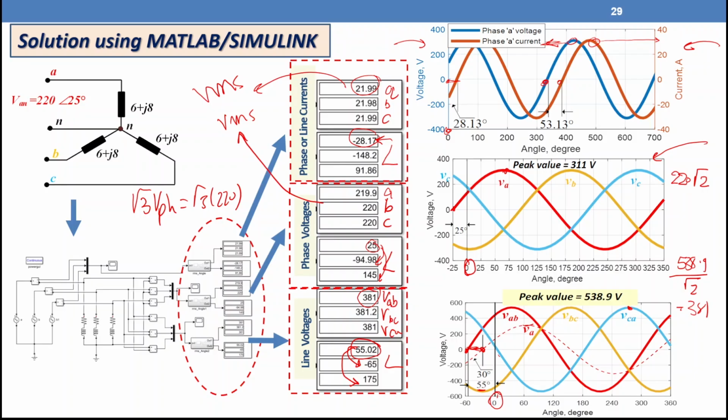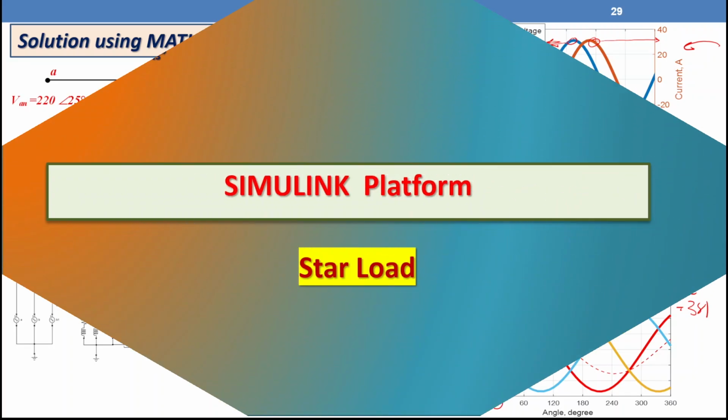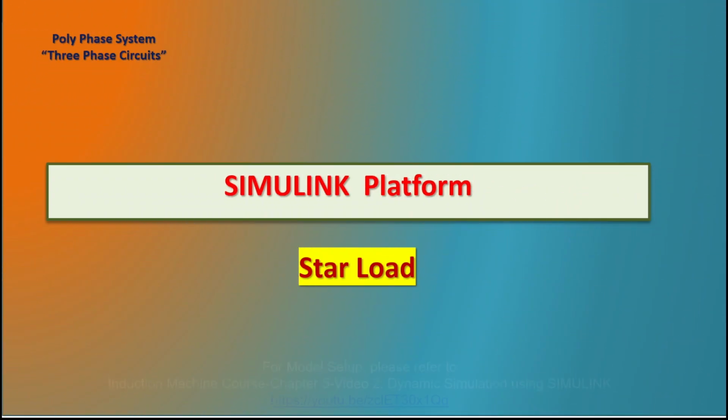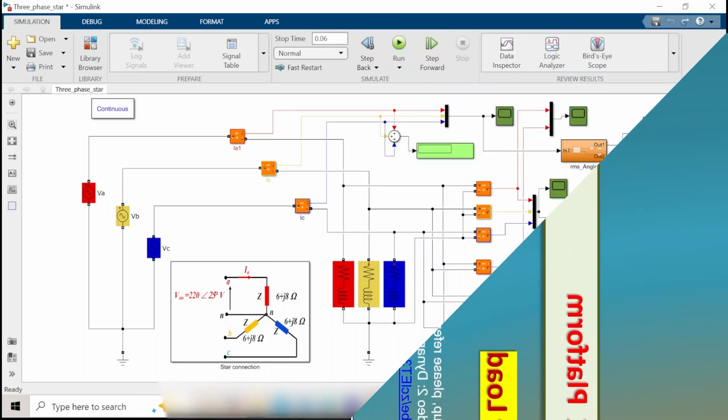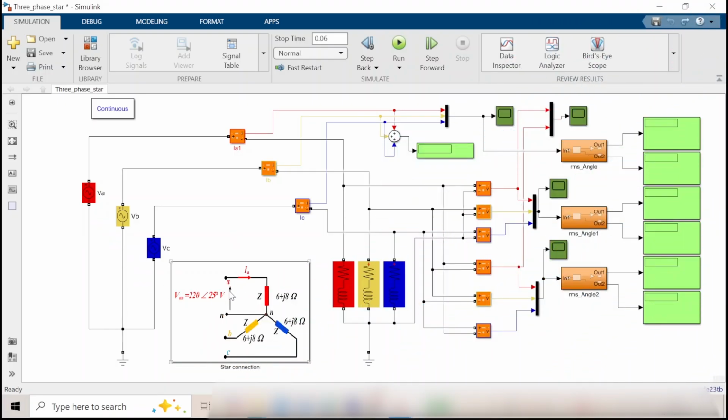So we need to know how to build this system, how to find these figures. We're going to move to the Simulink platform now. Before moving to the Simulink platform to check the star load, let me remind you, for model setup, please refer to Induction Machine Course Chapter 5, video number 2, Dynamic Simulation using Simulink. So I'm not going to explain the setup again. I'm going to look at how to build this circuit, and how to get the results from this circuit. Let's go. As you can see here, this is a circuit we want to simulate.